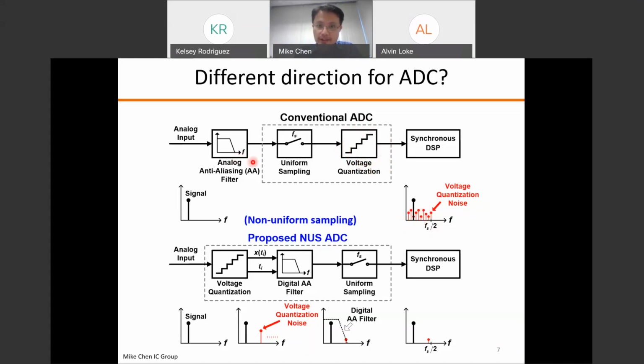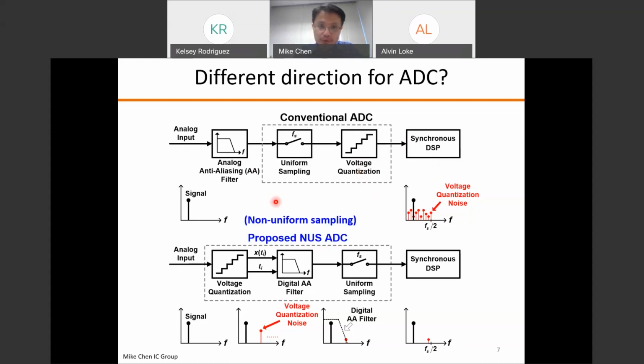So again, look at the conventional ADC: we have a filter, we have uniform sampling, and then we have voltage quantization. When we started the project, we looked at this non-uniform sampling, and the question we asked ourselves was, why don't we shuffle around these blocks? We still do the same thing: we try to convert the analog signal to digital signals, and then we still want to convert back to uniform digital samples. The reason is that today all the DSP chips, basically all the processor chips, unfortunately, mostly still take uniform samples for the digital.